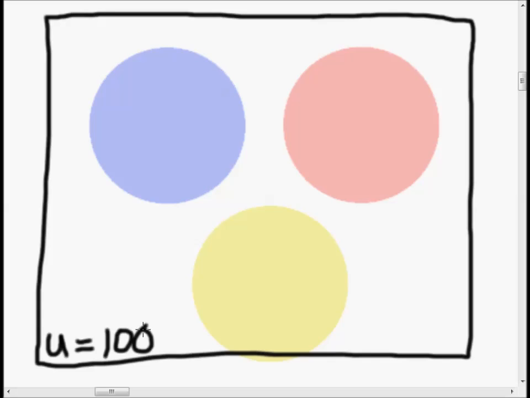So let's say that our universe, or the things that we have counted, is fruit. And so we have counted 100 different kinds of fruit. Very exciting, I know. And we've separated them into the kinds of fruit that are blue, here in the blue circle, the kinds of fruit that are red, here in the red circle, and I don't know how many fruits are yellow. I can only think of one. But here are the fruits that are yellow, here in the yellow circle.